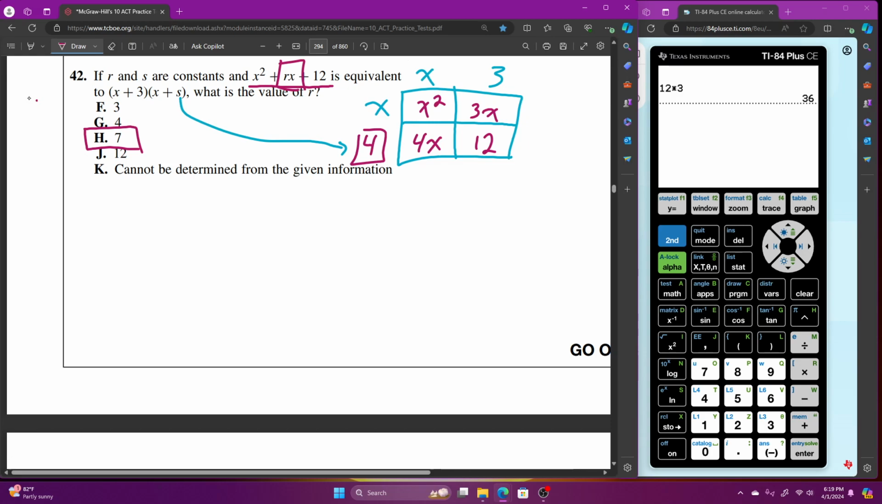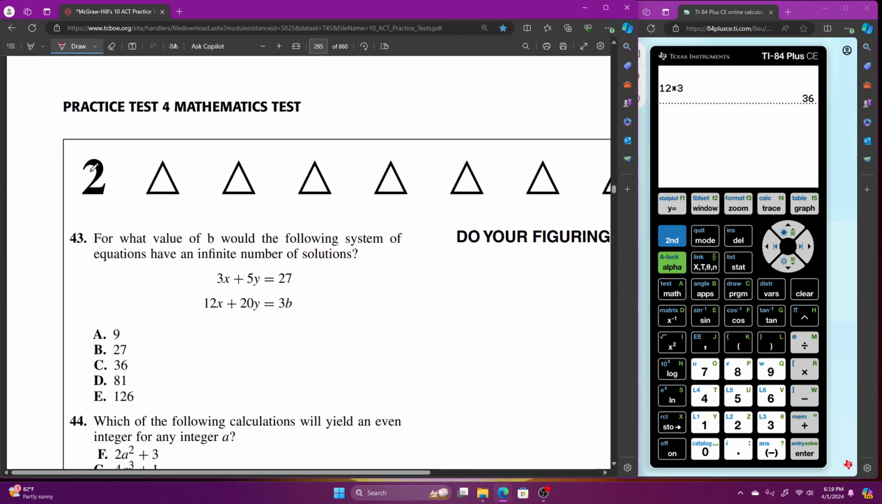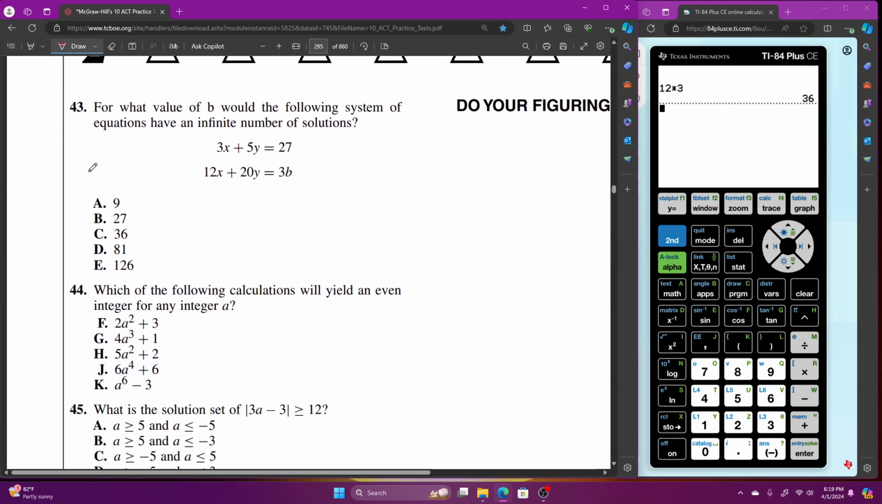Moving forward to question number 43, we have, for what value of b would the following system of equations have an infinite number of solutions? So your system of equations has an infinite number of solutions when, do they have an infinite number of solutions? When the equations are equivalent.